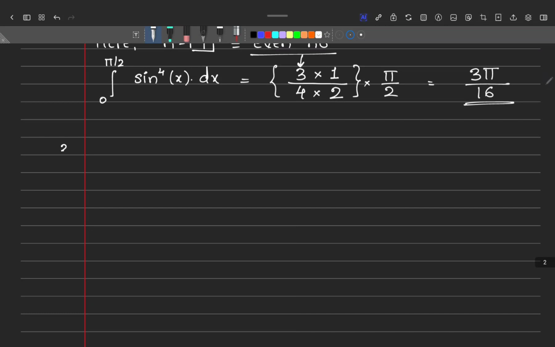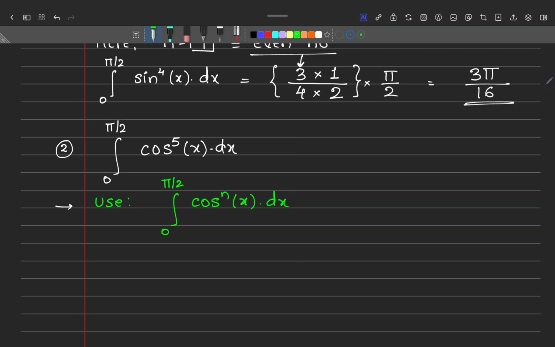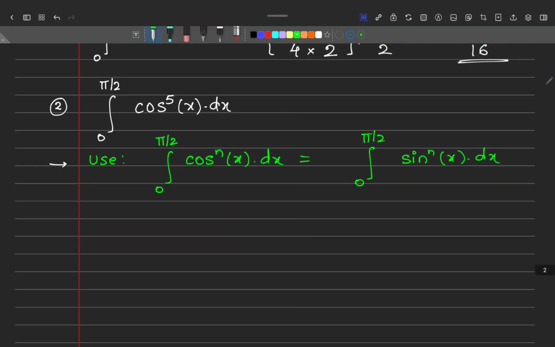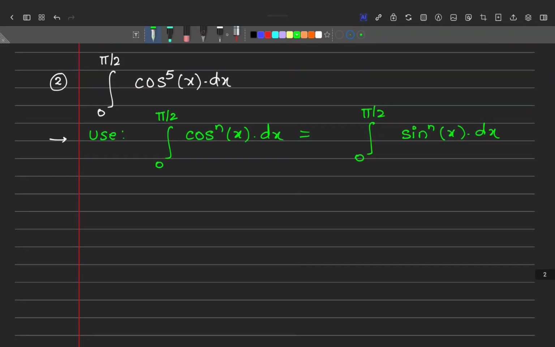For the next question, what is your question? Integration 0 to pi by 2. It is cos raised to 5x dx. What do we do? We use this reduction formula. If your integration is 0 to pi by 2 cos raised to n x dx, then your reduction formula is the same as for sine raised to n x dx. So whichever formula we wrote earlier, the same formula we have to use for cosine.